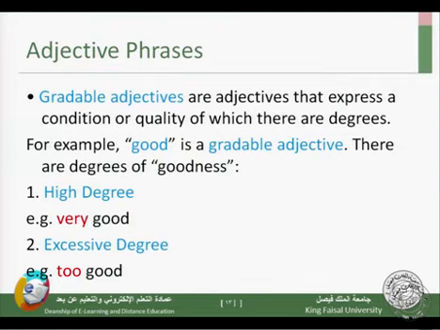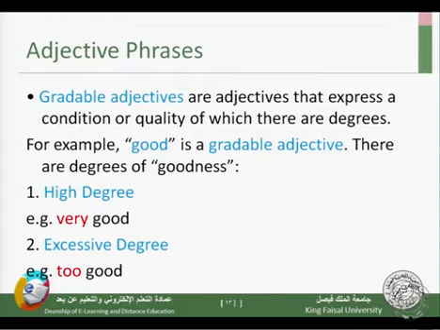So if we look at the example good, this is an adjective and it is gradable. So there are degrees of goodness. So we can give an adjective a high degree. We say this is very good. Okay, this is very good. Here we added the modifier very to give us a higher degree of goodness. So if we compare good with very good, very good is higher. Okay, so this is a higher degree than good.